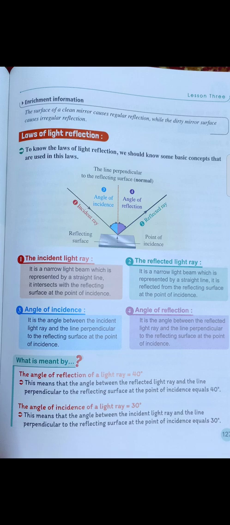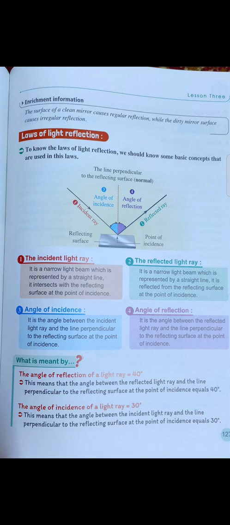Okay, and when the ray is reflected, it will form an angle between the normal line and the reflected ray. So we will call it the angle of reflection. So what's meant by the angle of reflection? It's the angle found between the reflected light ray and the line perpendicular to the reflecting surface at the point of incidence. And we should know that the angle of incidence equals the angle of reflection.